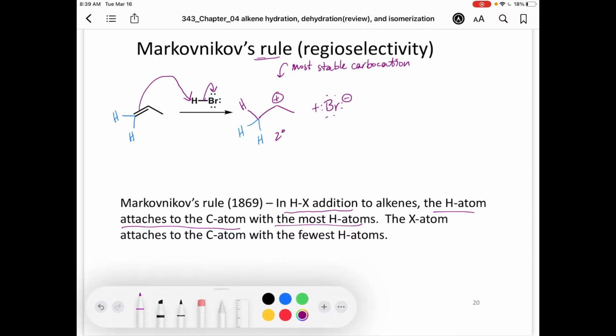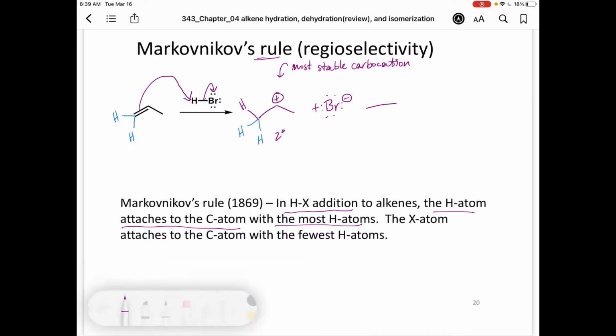All right, and the next step of this HX addition across an alkene is that now we have a nucleophile that can add to our carbocation. Now we know that if this carbon center here was chiral, we would have both R and S.